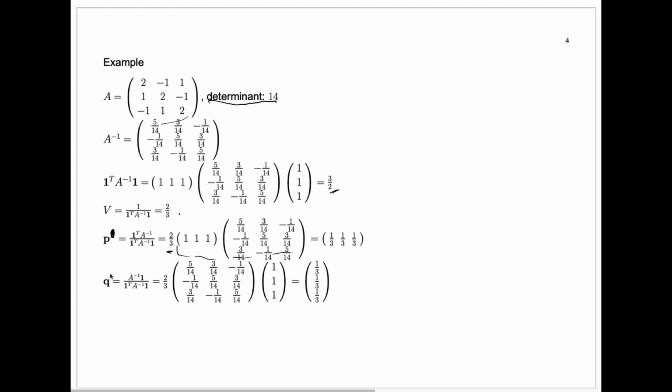And the formulas tell us that Q transpose is actually given by A inverse times 1 times the value of the game V, which is 1 over 1 transpose A inverse 1. So again, the value of the game is 2/3, and we take A inverse times the 1 vector, 1, 1, 1, and we get the vector 1/3, 1/3, 1/3. In other words, Q will be 1/3, 1/3, 1/3, like that. Now, these are optimal strategies.